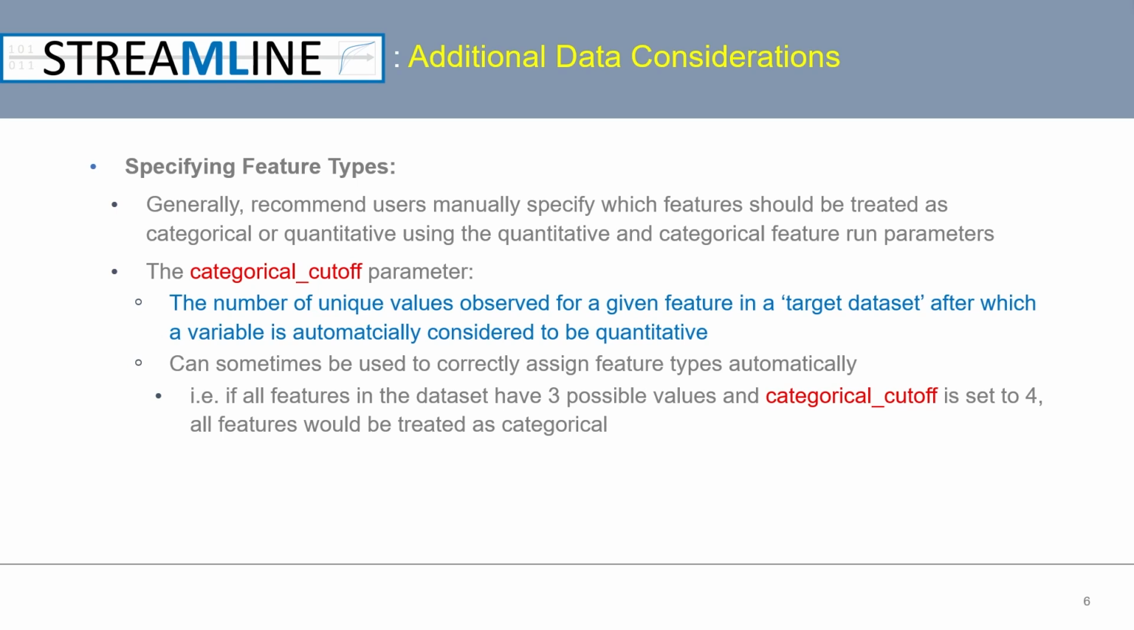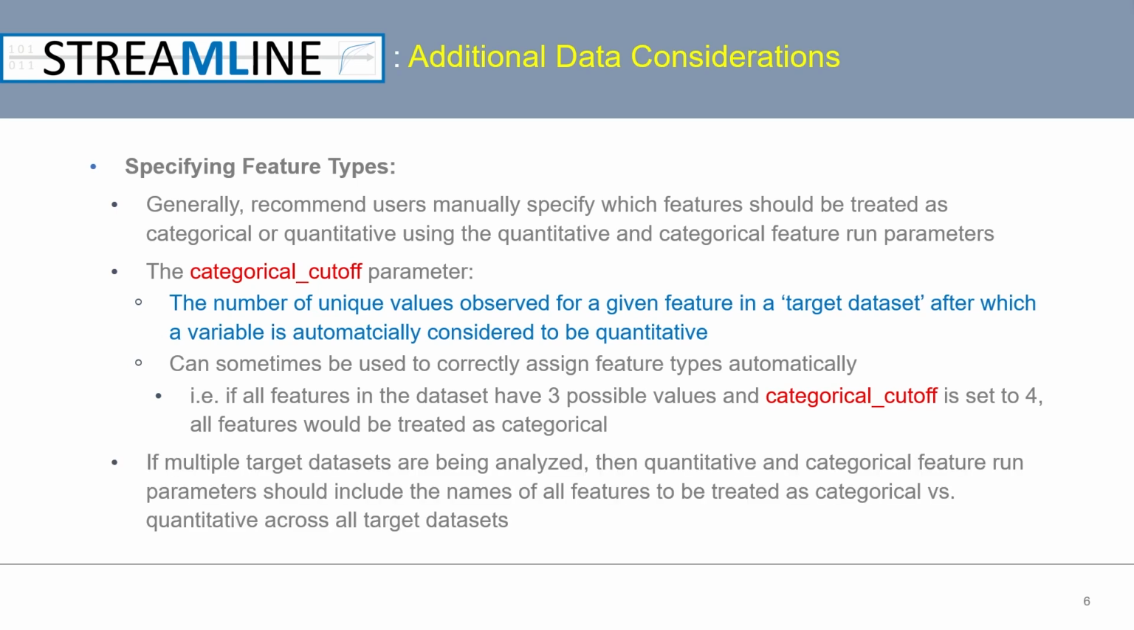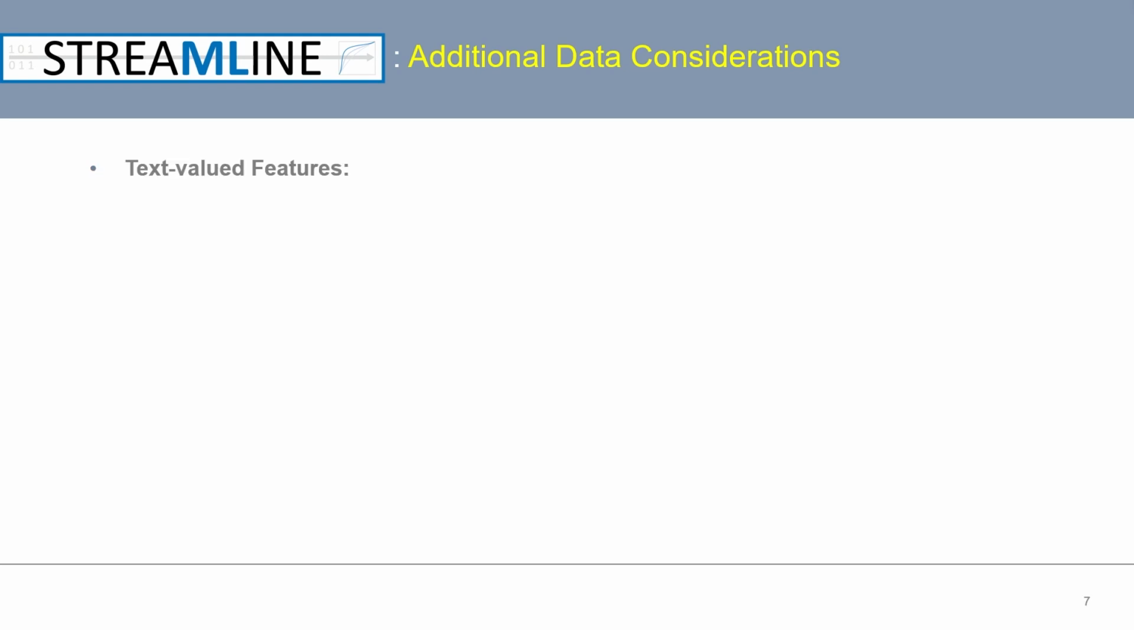However, note that this automated assignment won't always work correctly on every dataset, and in general, we suggest that users manually define feature types in their dataset if this automated approach is not assigning features correctly. Furthermore, if multiple target datasets are being analyzed, then quantitative and categorical feature run parameters should include the names of all features to be treated as one or the other across all target datasets, even if those features don't appear in all target datasets. Now let's talk a little about text-valued features.